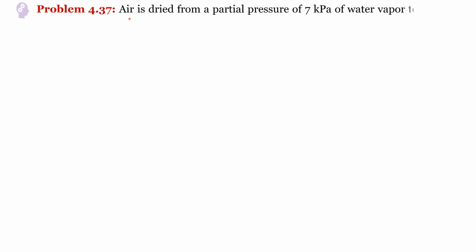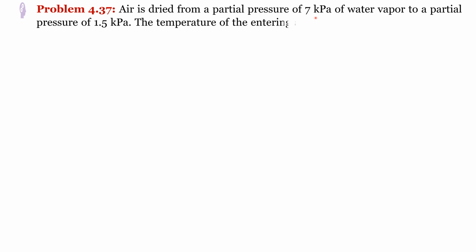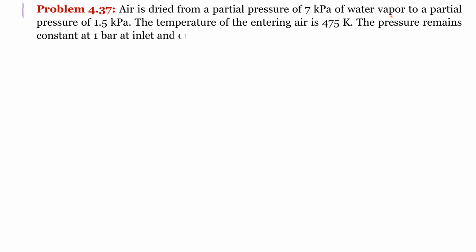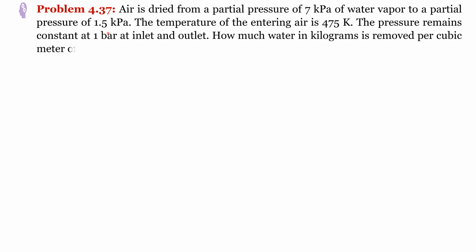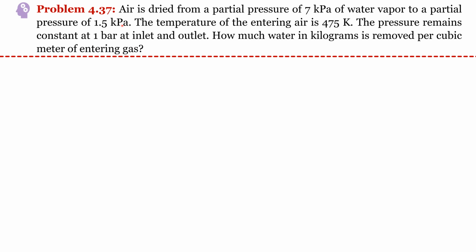Problem number 4.37. Air is dried from a partial pressure of 7 kilopascal of water vapor to a partial pressure of 1.5 kilopascal. So the partial pressure of water vapor before drying and after drying is given. The temperature of the entering gas is 475 Kelvin. The pressure remains constant at 1 bar at inlet and outlet. So total pressure remains the same before drying and after drying. How much water in kilograms is removed per cubic meter of entering gas?